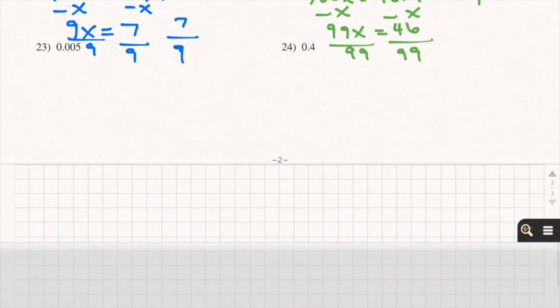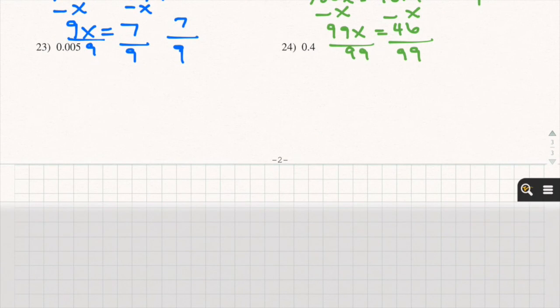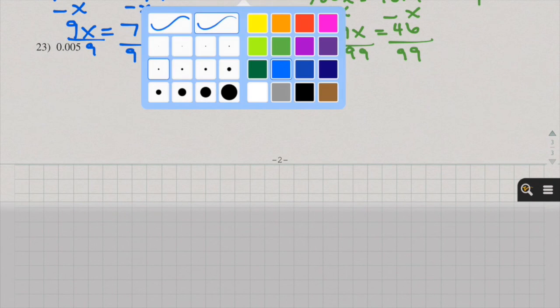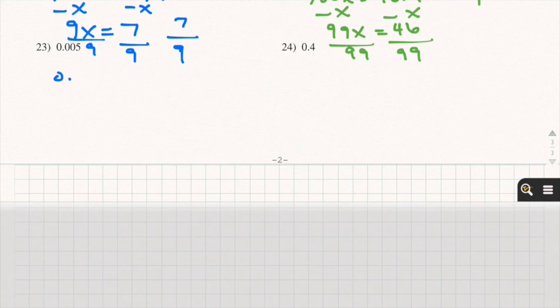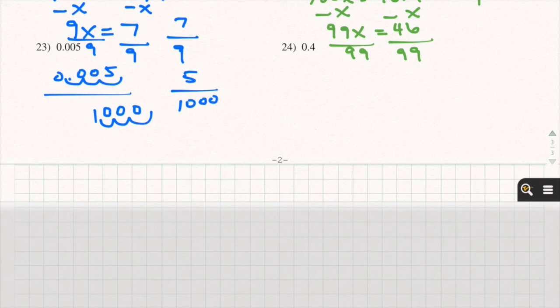Okay, number 23. So this one we don't have repeating. So we have 0.005 over 1. Move the decimal over 1, 2, 3. 1, 2, 3. Fill those in with zeros. We end up getting 5 over 1,000. When we reduce that, 5 goes into 5 one time, 5 goes into 1,000 200 times. So we end up getting 1 over 200.